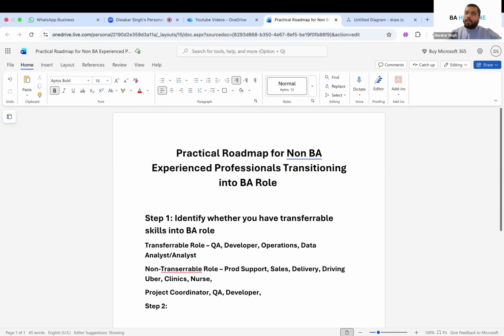And then when you enter IT, after spending some time, you can make your way to a BA role if that is your end goal. But if you find that going directly is very difficult, then don't push yourself, don't waste your time. Try to enter an IT role using some other path, and then you can transition into a BA role.